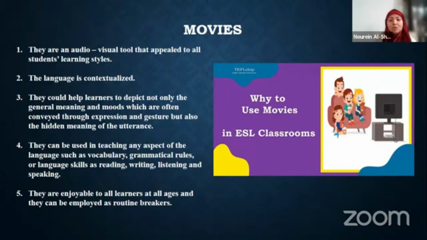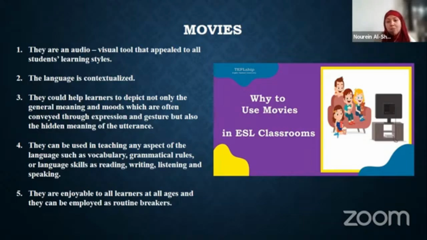The language used in movies is contextualized. So we're not only getting bits and pieces of the language, okay? No, it's not like this. We've got a situation, we've got characters, we've got a dialogue or conversation between them. So the language is vivid. This will help students not only to depict the general meaning of the utterances, but also the intended meaning of the speakers.